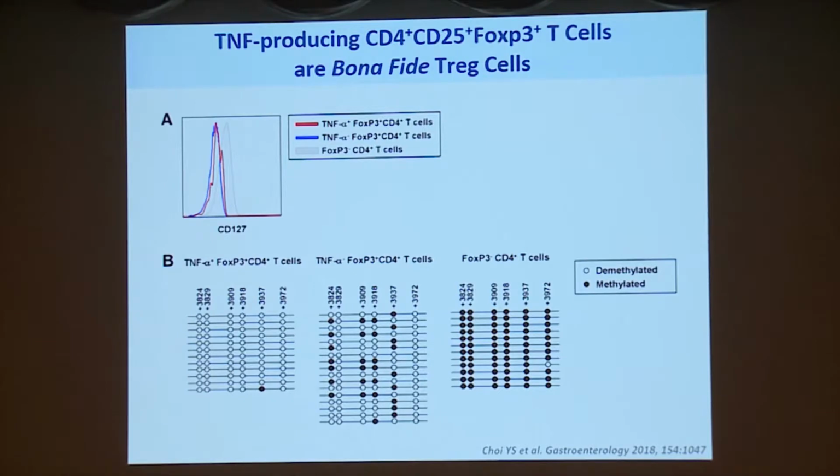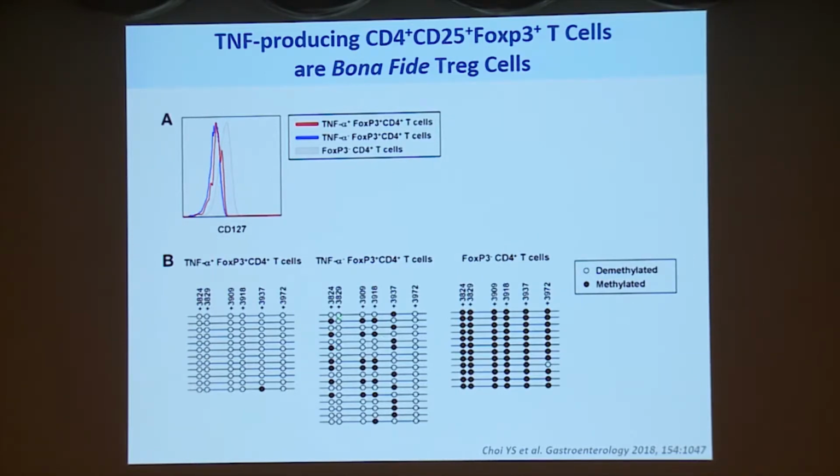To answer this question, we studied the Treg-specific demethylated region, the TSDR. It means that in Treg cells, the upstream region of the FOXP3 gene has to be demethylated. In contrast to Treg cells, non-Treg cells have a hypermethylated TSDR region. So we sorted our patient T cells: TNF-alpha positive FOXP3 positive CD4 T cells, TNF-alpha negative FOXP3 positive CD4 T cells, and non-Treg cells, FOXP3 negative CD4 T cells. As we can expect, in the non-Treg cells, all of these TSDR regions are hypermethylated.